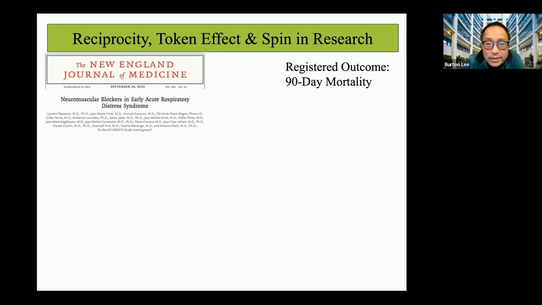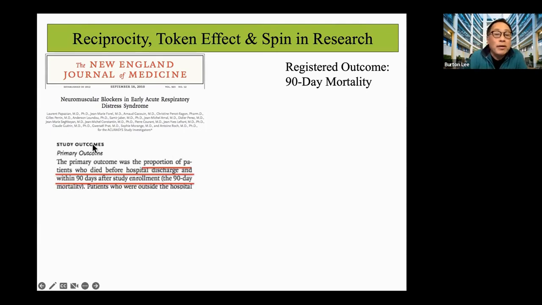So it's the percent that is dead at 90 days that is being compared for the two groups, those who got cisatracurium and those who did not. In their own publication, that's what they also say. So not only did they register this on their website, but they also said that their primary outcome was the proportion or the percentage of patients who died before the hospital discharge and within 90 days after study enrollment. So the 90-day mortality rate. Okay, so far so good.